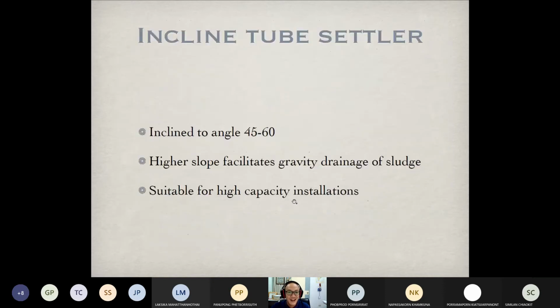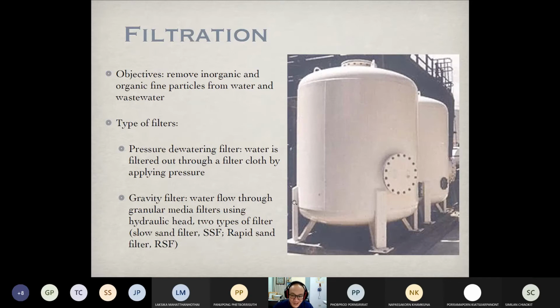And now we will move to the next unit operation, which is also very interesting: the filter. Filters are also one of the most important unit operations used in the water treatment plant, but we rarely use this one in the wastewater treatment plant. The objective is to remove the inorganic and organic particles from the water and wastewater. There are two types of filters.